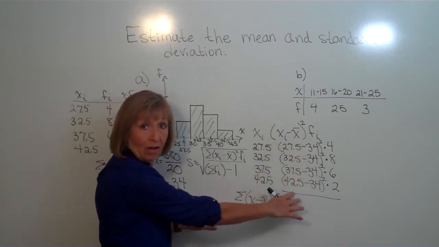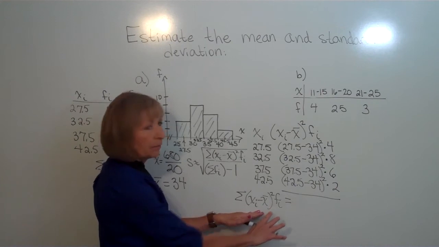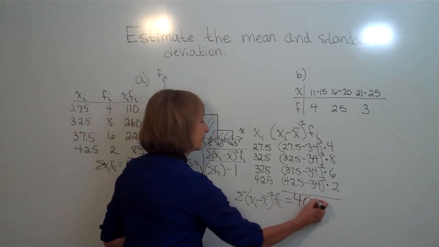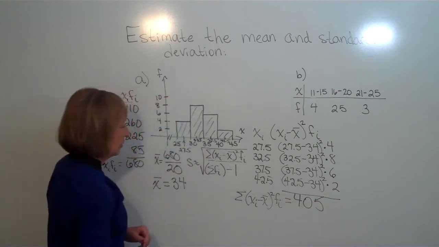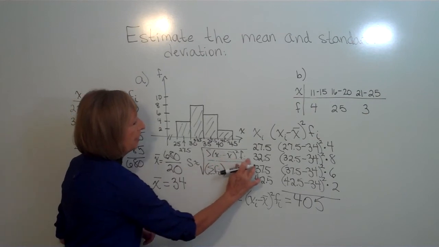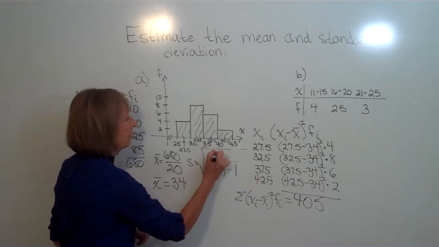So we want to add all of that up. So we're going to do the notation of what it represents, and then we go through and we add all of that up. We get 405. So our sample standard deviation is going to have a numerator here of 405. That's what we just found.